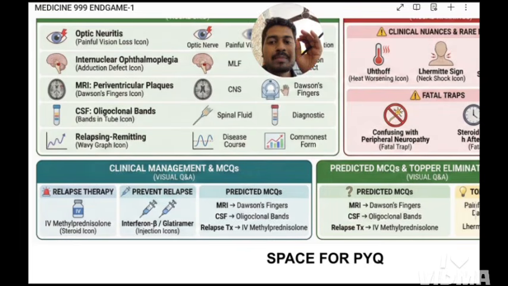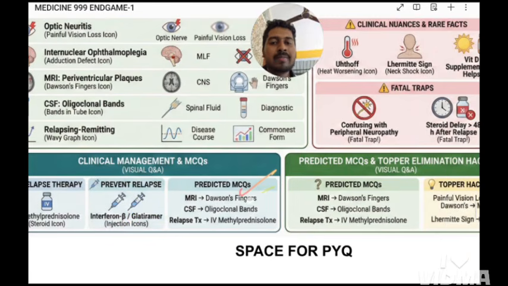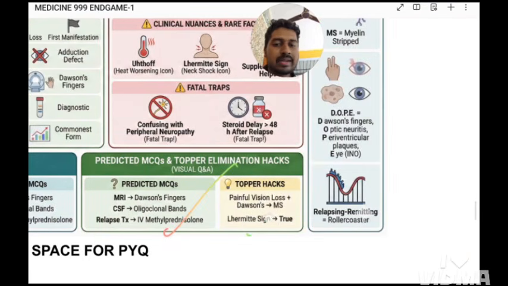So what is the treatment of choice? It is IV methylprednisolone, which is nothing but a potent corticosteroid. To prevent further relapses, we can also go for interferon beta, and there is a drug known as glatiramer. Glatiramer is used in multiple sclerosis. All these I have explained.